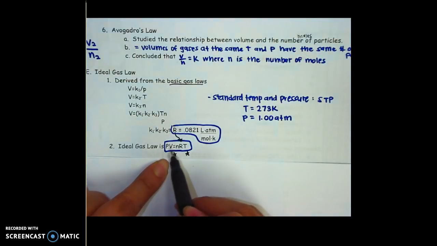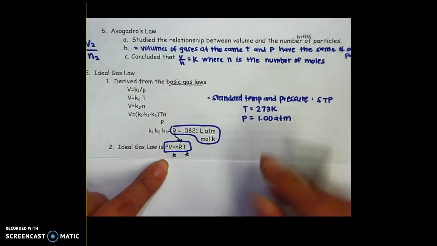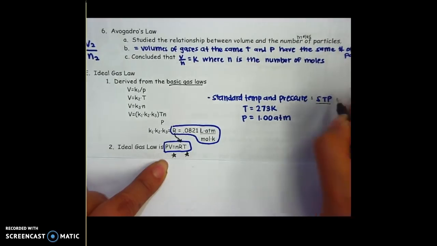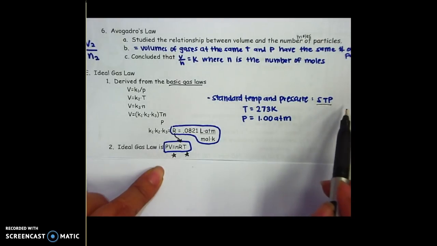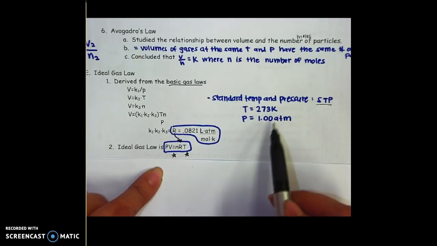P stands for pressure, V is volume, n is the number of moles, R is the R constant, and T is temperature. I also wanted you to write down what standard temperature and pressure means. It's often referred to as just STP. We saw that in one homework problem, I think number 7 yesterday on the worksheet, that mentioned STP. STP is just a temperature of 273 Kelvin and 1 atmosphere of pressure.